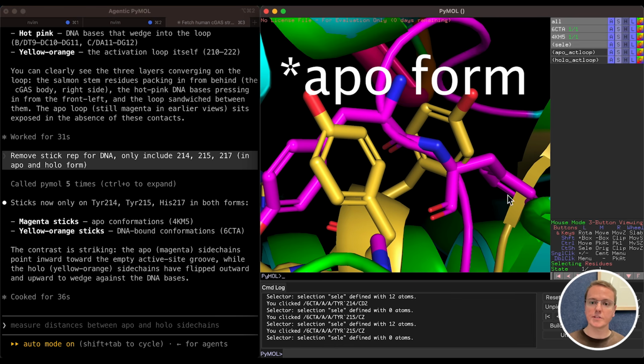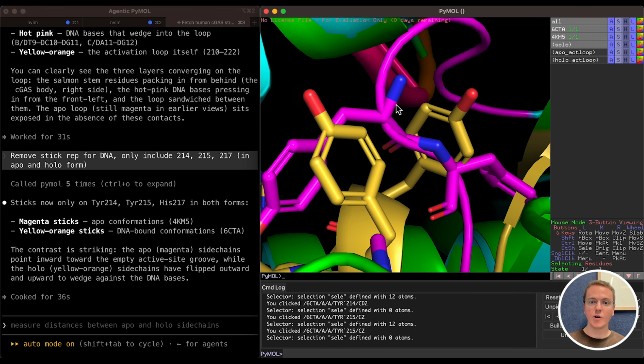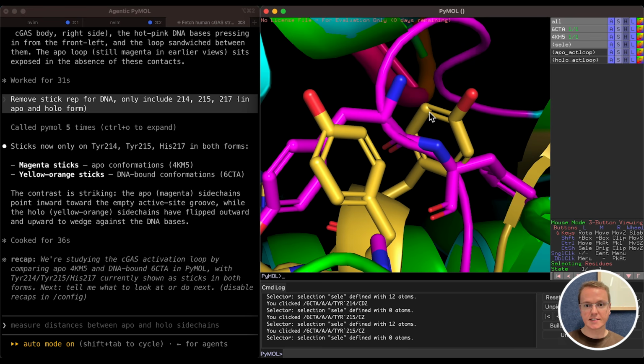Whereas in the apo form, you can see that the orientations are wildly different, pointing down in this case and really pointing away from the DNA in this case as well. So I think there's definitely some sort of stabilizing that's happening with these two tyrosines. They seem essential for this interaction with the DNA.